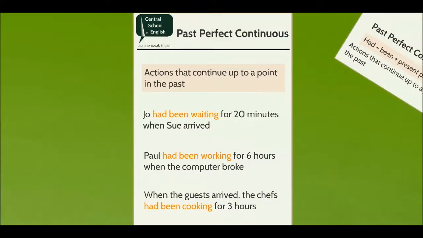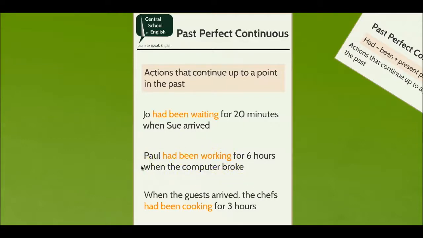We use the past perfect continuous to speak about an action that continued up to a point in the past. For example, Joe had been waiting for 20 minutes when Sue arrived. In this sentence, the past perfect continuous, Joe had been waiting for 20 minutes, tells us that Joe was waiting when Sue arrived. Paul had been working for 6 hours when the computer broke. In this sentence, the past perfect continuous, Paul had been working for 6 hours, tells us that when the computer broke, Paul was working.